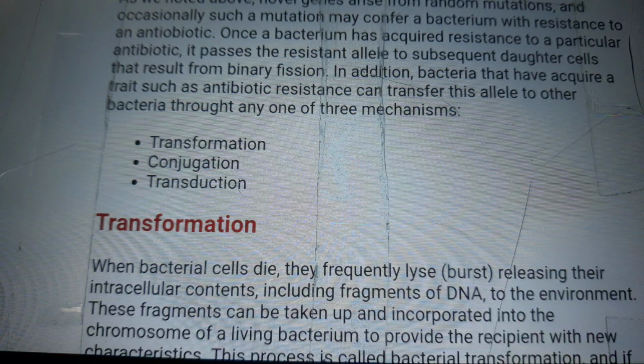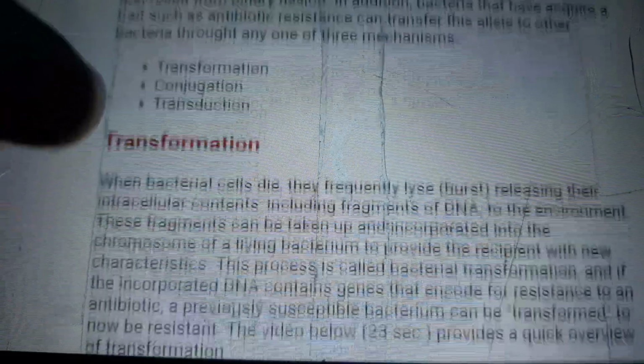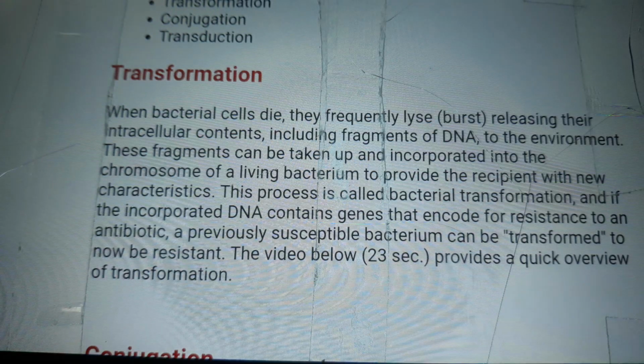has acquired resistance to a particular antibiotic, it passes the resistance allele to subsequent daughter cells that result from binary fission. In addition, bacteria that have acquired a trait such as antibiotic resistance can transfer this allele to other bacteria through any one of three mechanisms: transformation, conjugation, transduction.